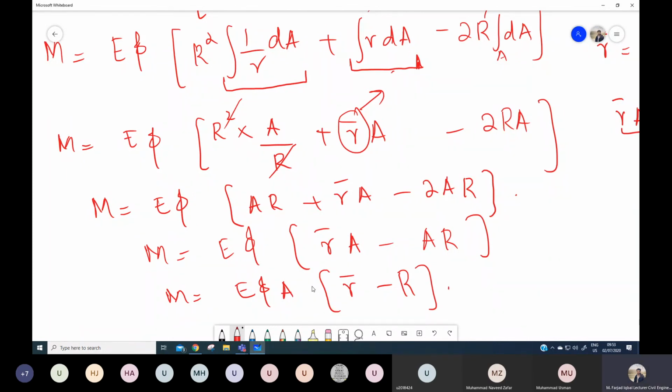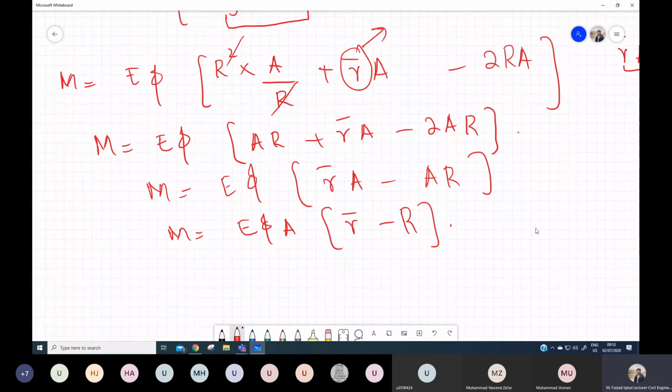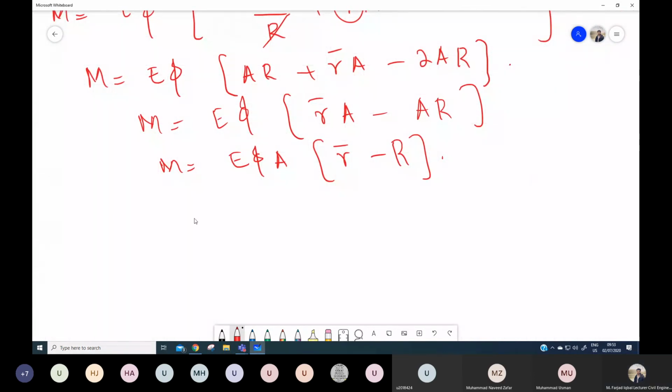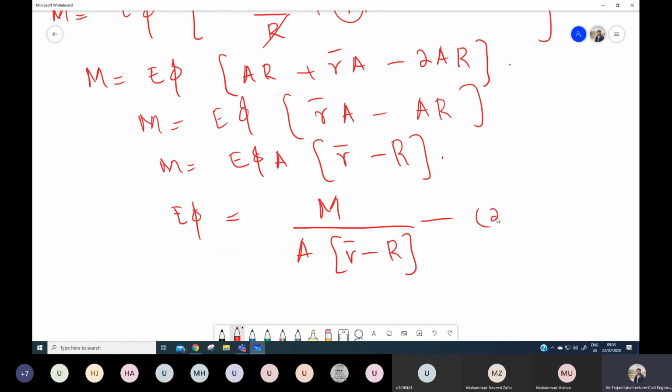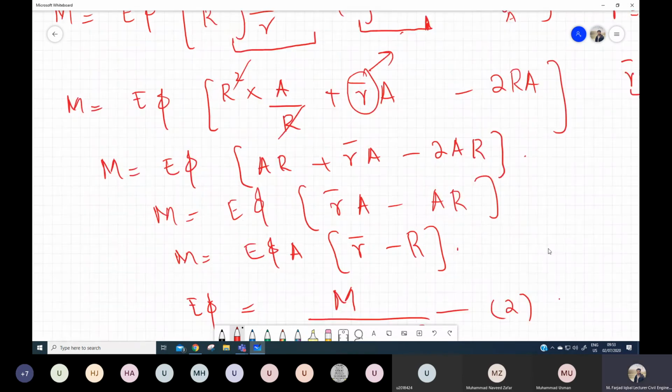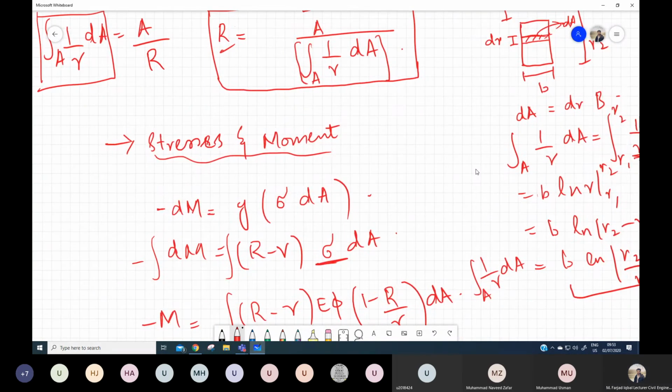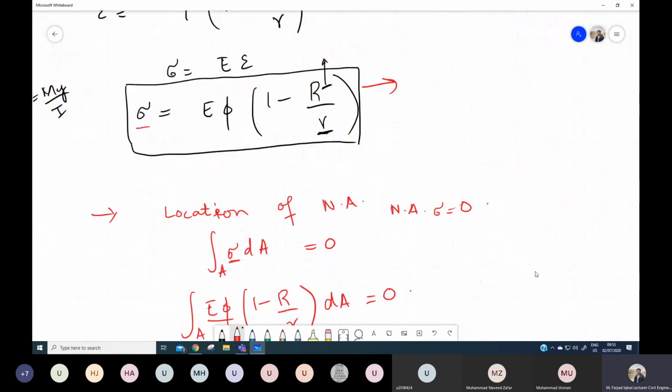So this is one equation for the moment. Now if I calculate this E phi, that will be M over A into r bar minus r. So let's call this equation 2. And if you see, we have the relationship for stress, which is this relationship, right? So if I replace this factor E phi in this relationship with the factor E phi that I have just calculated, then I can correlate these two moment factors.